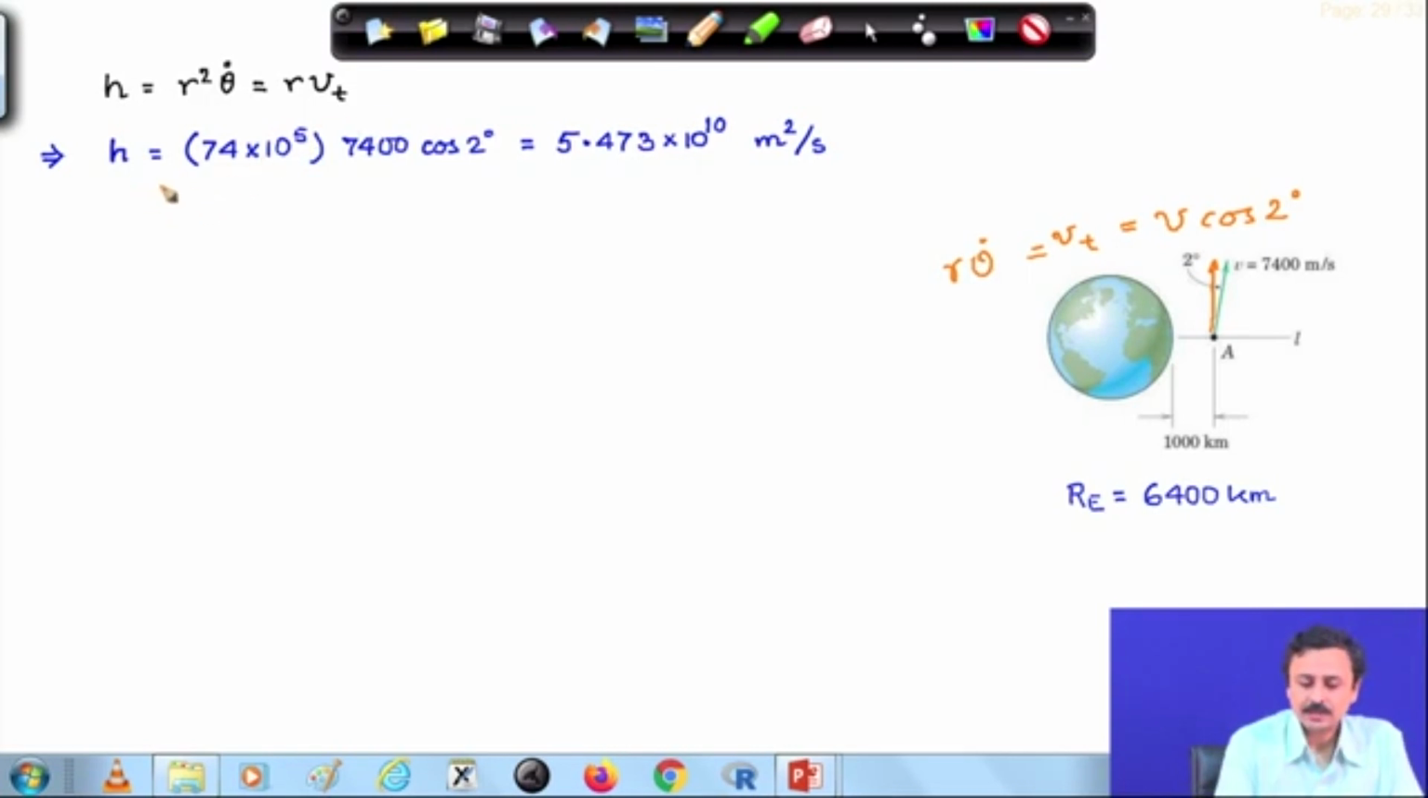Now, therefore, we can calculate r times v_t. Now, the radius is 1000 kilometers plus 6400 kilometers, that is 7400 kilometers, which turns out to be 74 times 10 to the power 5 meters, times 7400 times cosine 2 degrees, and that turns out to be this value.